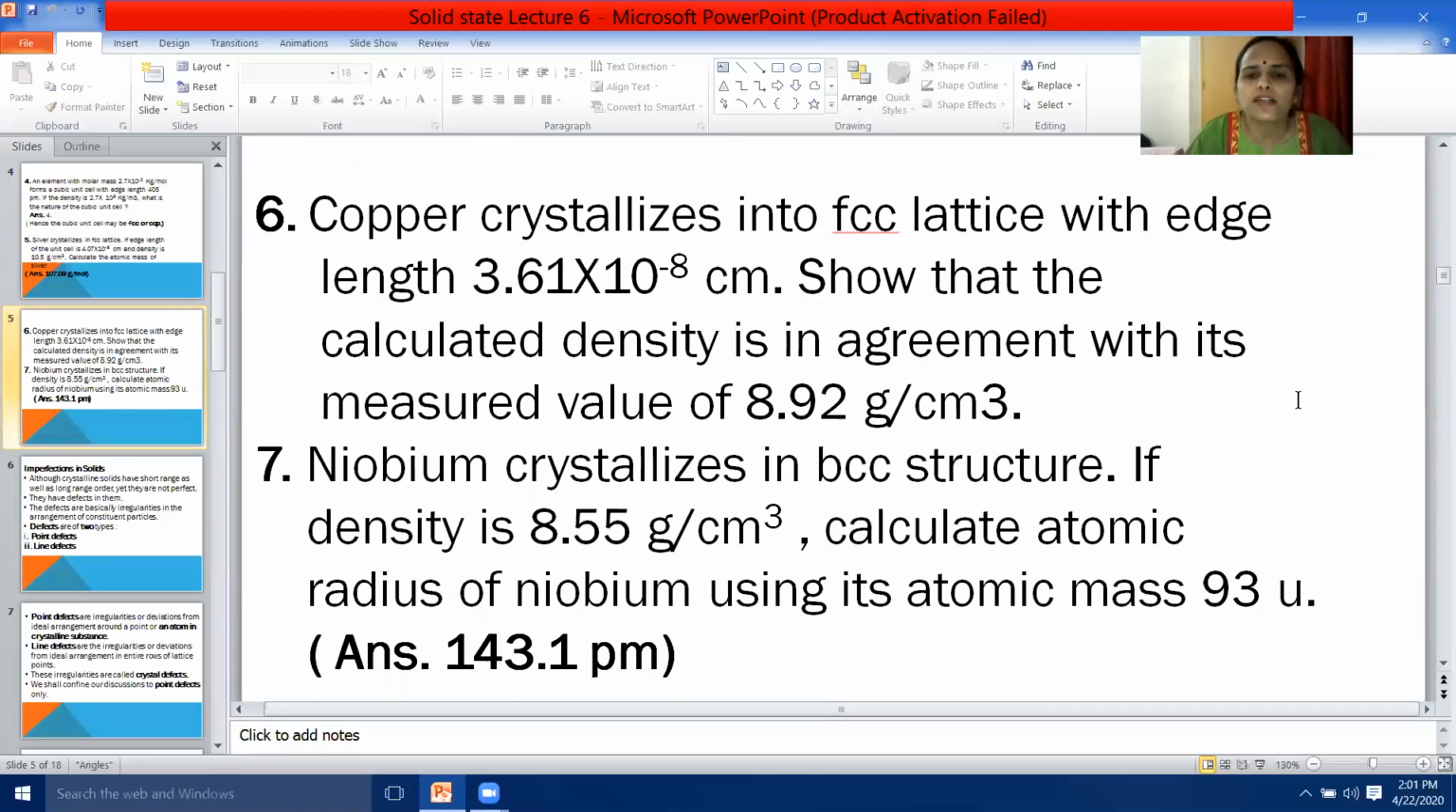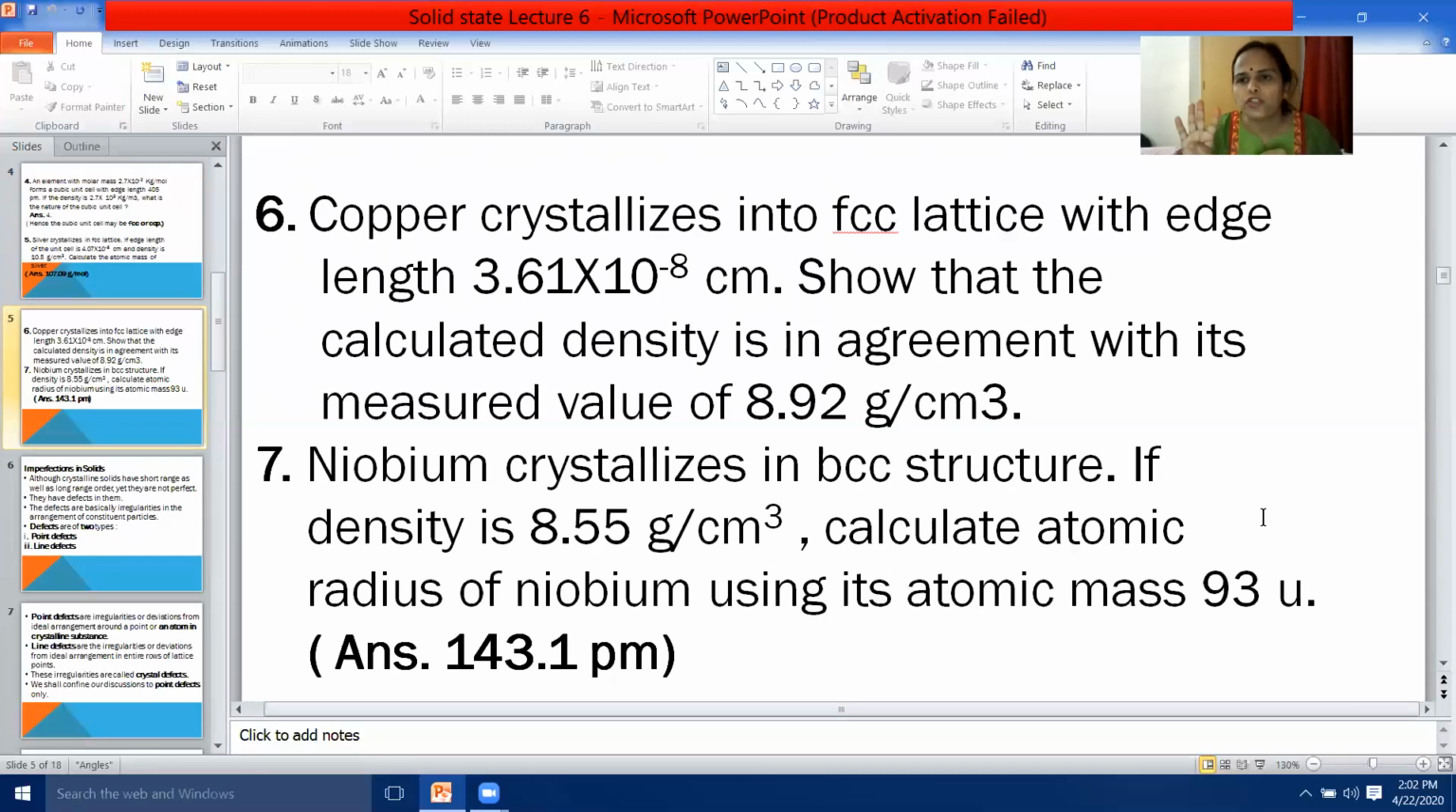Question is, copper crystallizes into FCC lattice with edge length 3.61 into 10 raised to minus 8 centimeter. Show that the calculated density is in agreement with the measured value of 8.92 gram per centimeter cube. So you need to calculate the value of density there. D equals, you need to calculate Z into M upon A cube into Na. So you will see whether the density which you have calculated is in agreement with this measured value of 8.92 gram per centimeter cube or not.